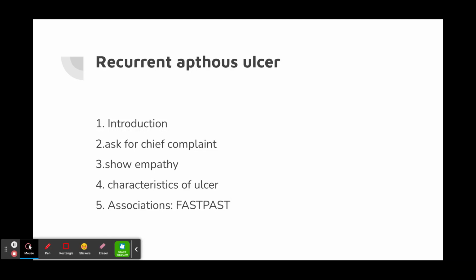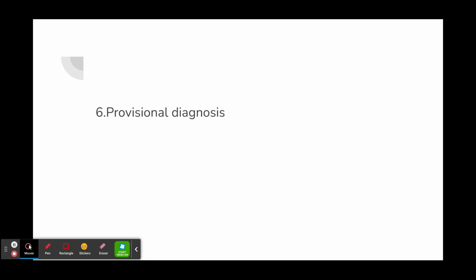From all this information, now you have reached your provisional diagnosis. Okay. And you will tell the patient that most likely it is recurrent aphthous ulcers. What next is you have to educate the patient. Now it's your turn to talk to the patient. Okay, the patient is going to listen to you. You have to talk to the patient. Okay, most likely this is going to be a recurrent aphthous ulcer, and now educate the patient.